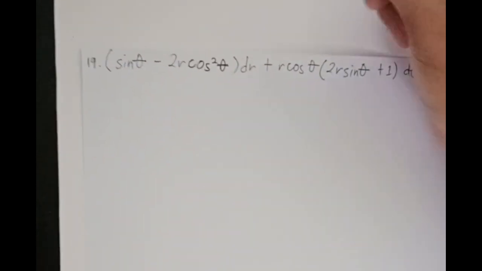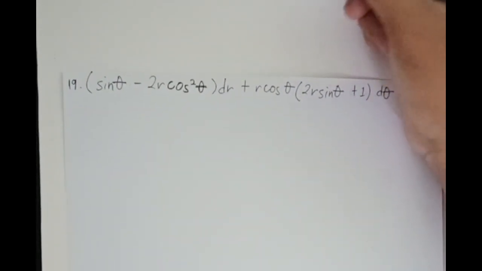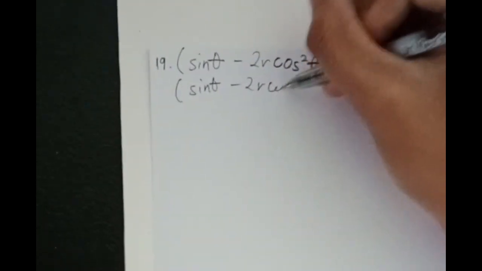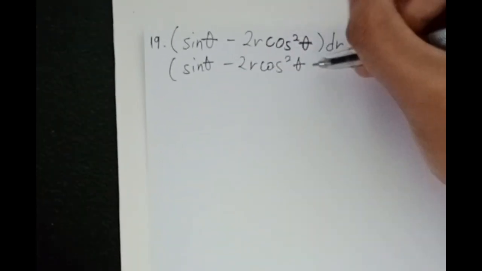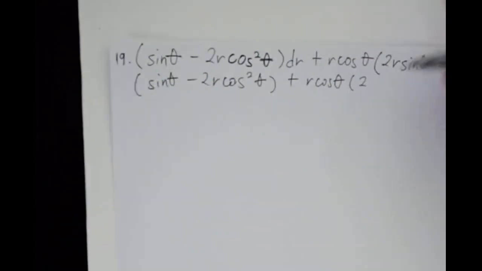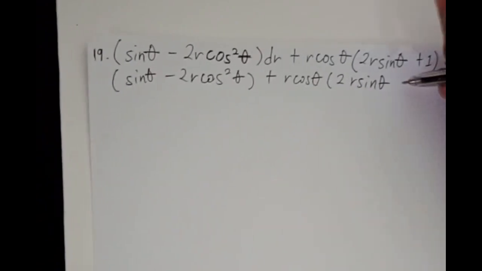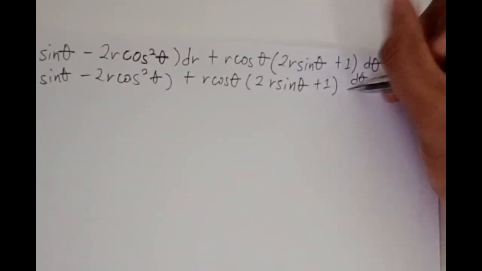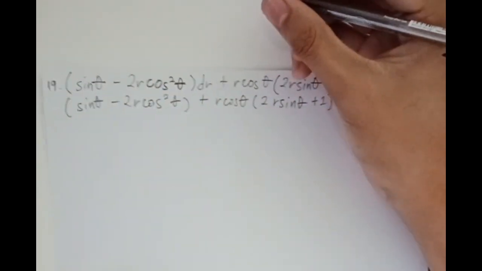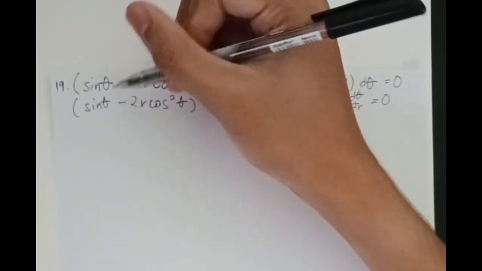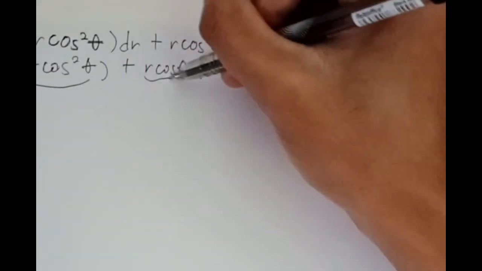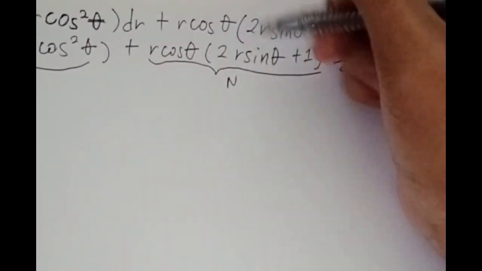The first thing we do is to isolate dr. So we'll have d theta over dr. So that is (sine theta minus 2r cosine squared theta) plus r cosine theta (2r sine theta plus 1) d theta over dr is equal to 0. Just like before, we will test for its exactness. We will designate the first expression as our M, and the next expression as our N.